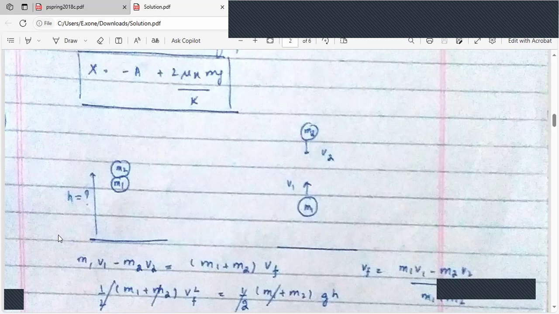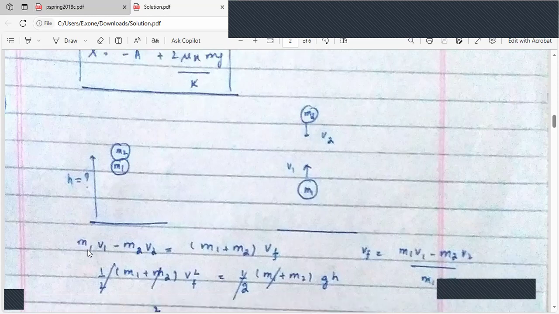So first we will apply the conservation of momentum. So we know that m1 v1 minus m2 v2, and the negative sign is due to the direction of the velocity of the mass m2 being downward, and we have set the coordinate system such that the y-axis is upward. So the positive direction is upward. If the velocity is downward, it should have a negative sign.